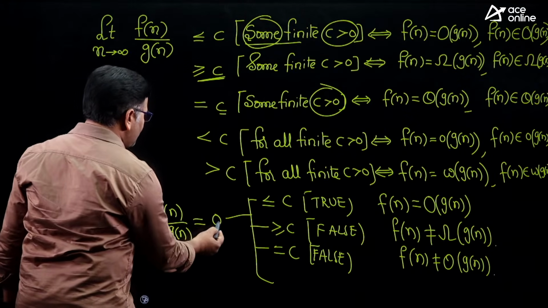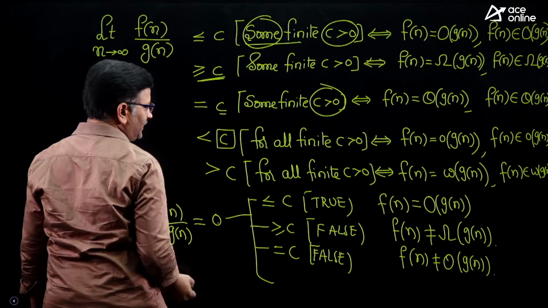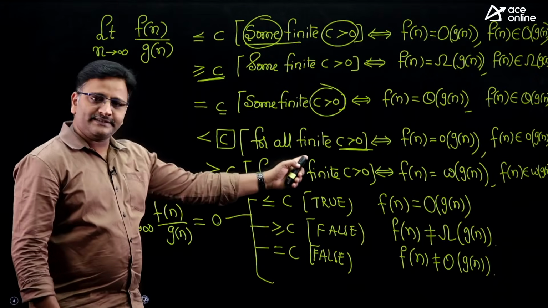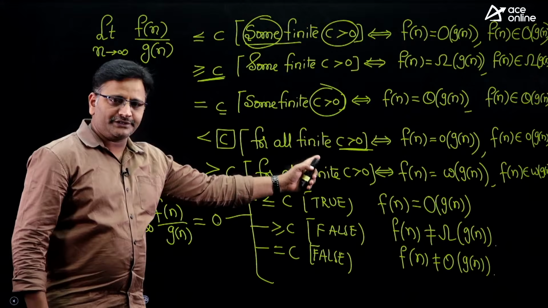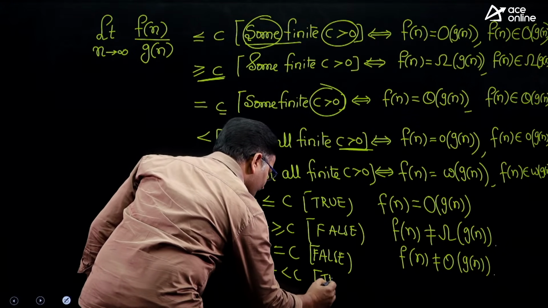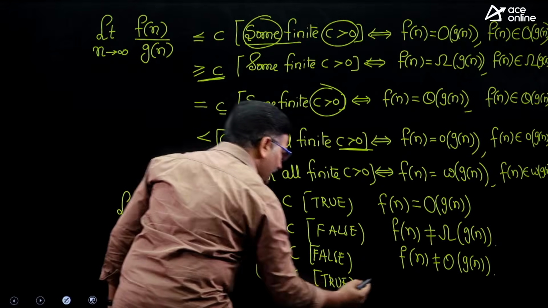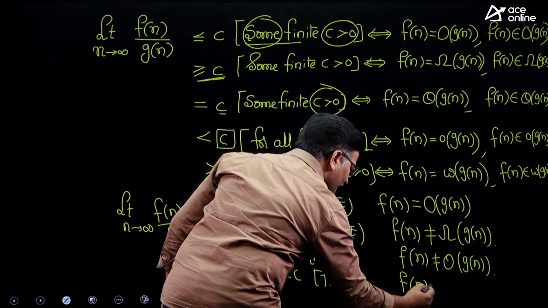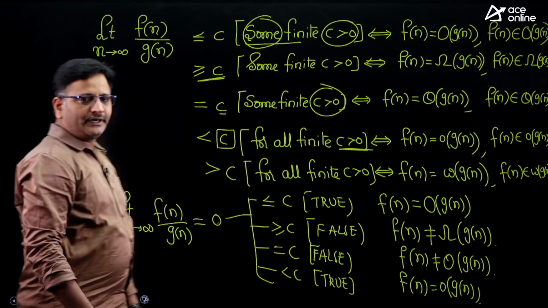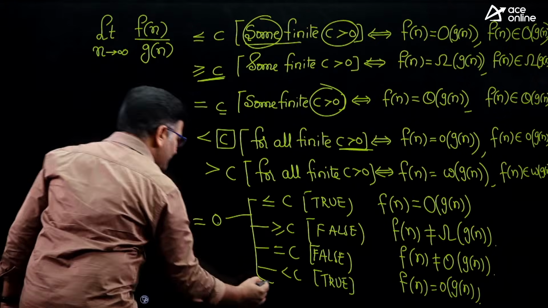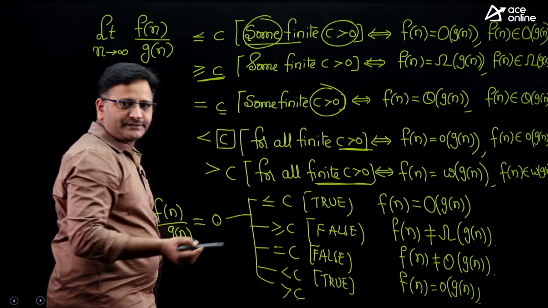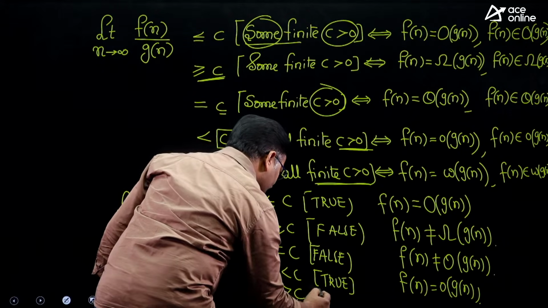Next one, verify 0 less than c for all finite c greater than 0. Yes, we agree, because 0 is always less than c for all finite c greater than 0. Therefore less than c is true. Once it is true, we can write that f of n equals little o of g of n, right friends. Next one, 0 greater than c for all finite c greater than 0, which is false.